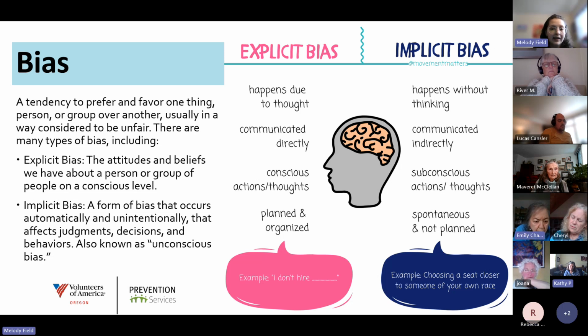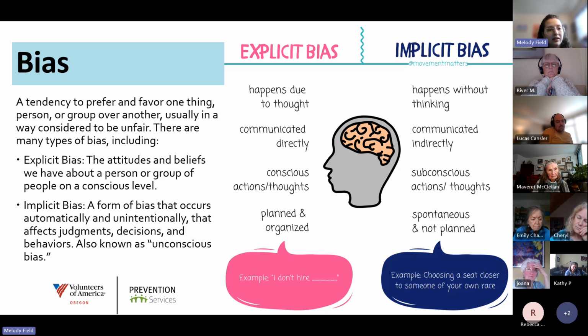So, bias is a tendency to prefer or favor one thing, person, or group over another, usually in a way that's considered to be unfair. And there's two types of bias. Well, there's many, but two of them are explicit and implicit bias.